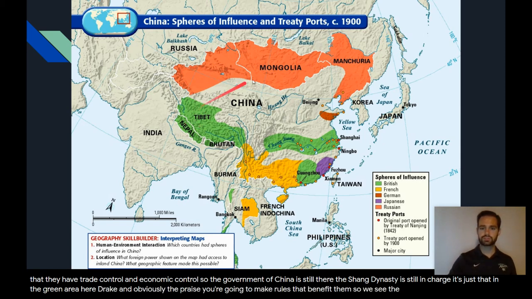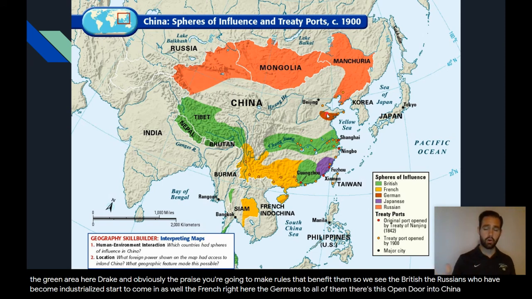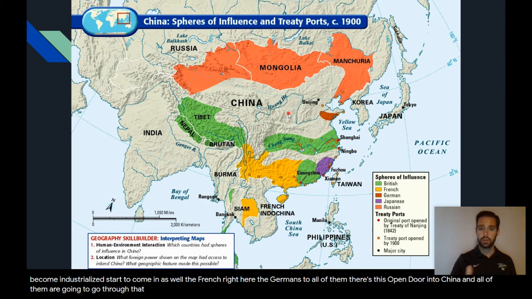So we see the British, the Russians who have become industrialized start to come in as well. The French right here, the Germans too. All of them, there's this open door into China, and all of them are going to go through that open door in order to get their sphere of influence.